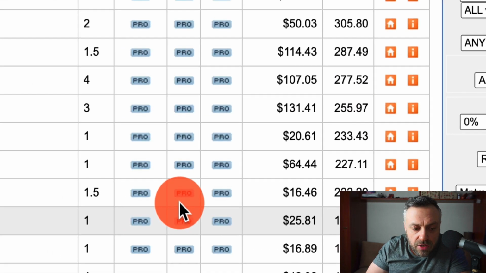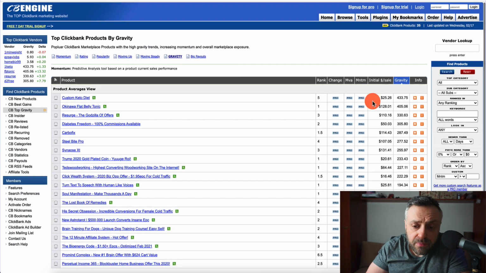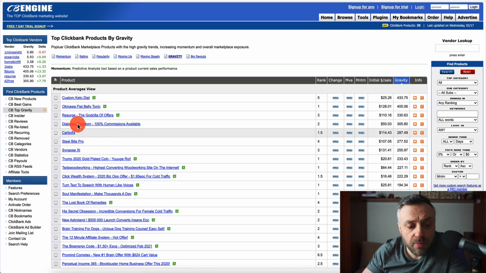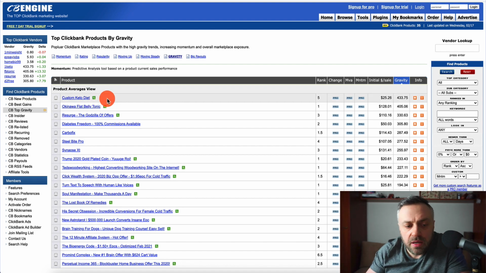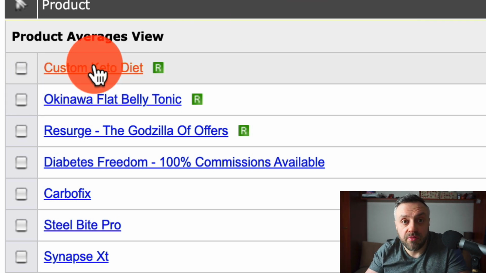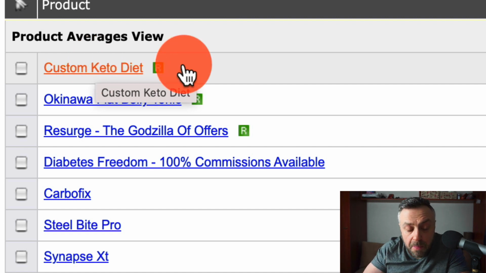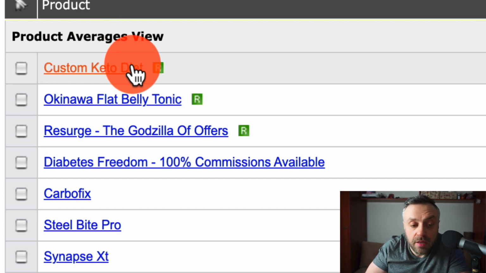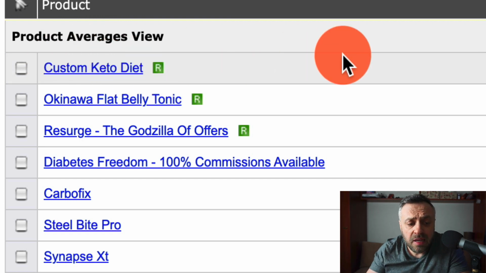Keep this gravity in mind. So if you have top gravity, you're going to see products. Now, why do I go to top gravity? I go to top gravity because I want to see what's working. So I see custom keto diet and I see it's working. It doesn't mean I'm going to go out and promote this offer. I just make a mental note that keto diets or diets are making money, especially keto diet, right? Because the thing about diets is that diets are like fashions. They're like fads. You have keto diet that people are into. Then you have another diet. They come in waves.